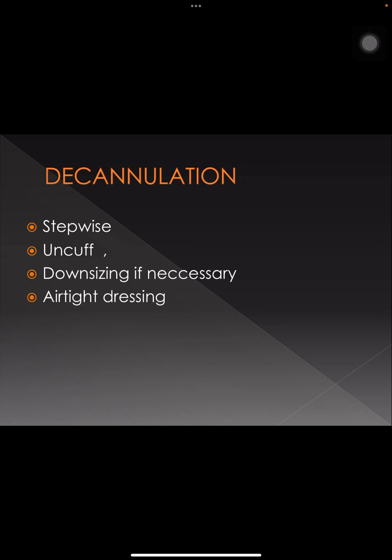Decannulation. Decannulation is a procedure of removal of the tracheostomy tube when the patient no longer requires it. This can be done as a stepwise procedure. So first is to uncuff the tube, and downsizing of the tube is done if necessary, and after this an airtight dressing is placed.